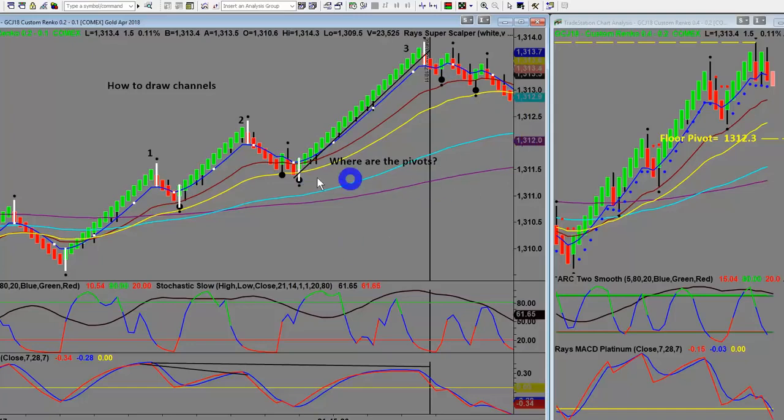Now please write this down, and some of you always want to know, where are the floor pivots? You can't see them here, but you will in a moment. And actually you can see it over here on my anchor chart. You can see one of the floor pivots here.